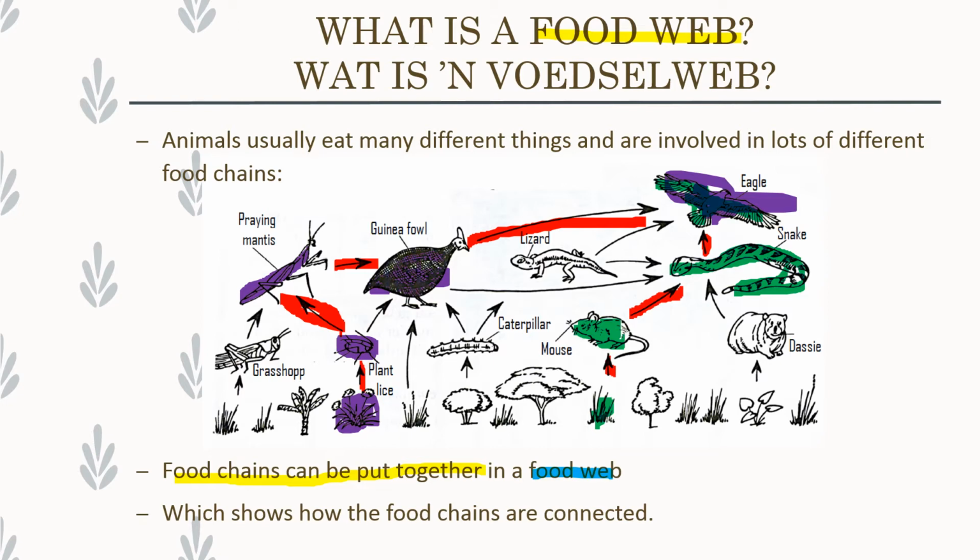There are many organisms that will feed off of different organisms. A guinea fowl doesn't only eat plant lice. The guinea fowl can also eat the grass over there. The guinea fowl also eats a caterpillar. So you just have to analyze this food web by looking at the direction of the arrows.